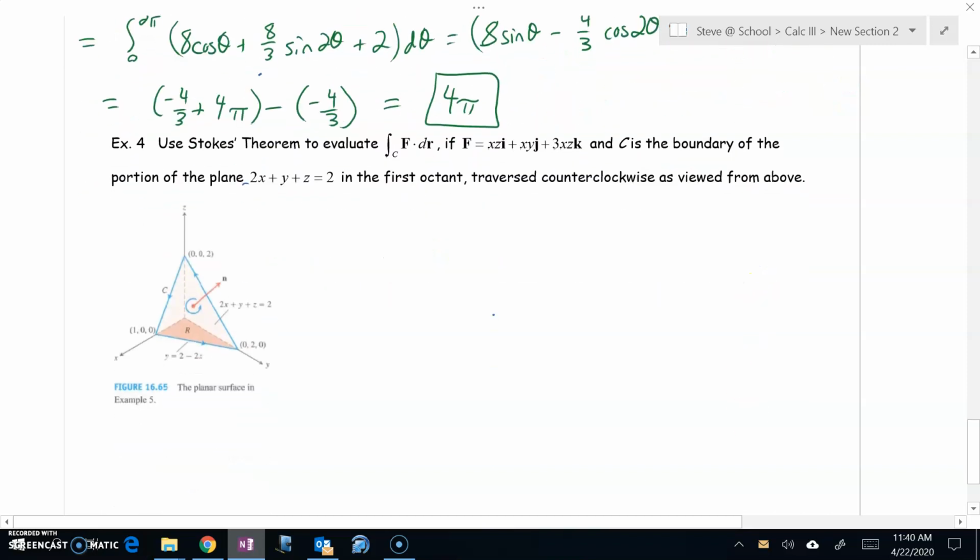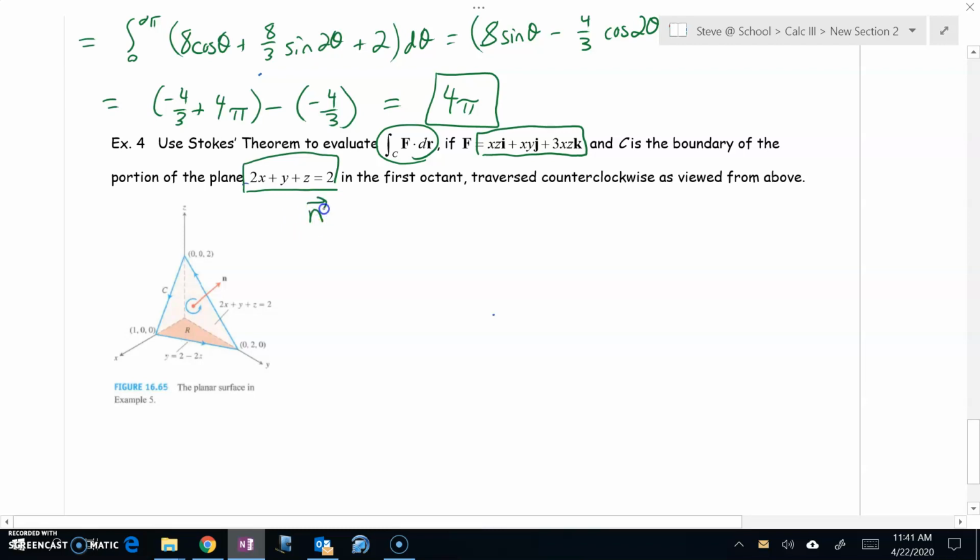So it says evaluate the circulation. Again, there's the formula for circulation using Stokes' theorem. We have a field here in x, y, z. We have the boundary is this plane, so that's our curve in the first octant. So first thing we need to do, well, we could do a couple things.